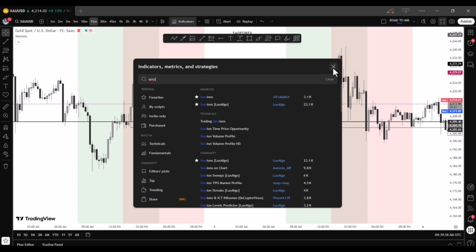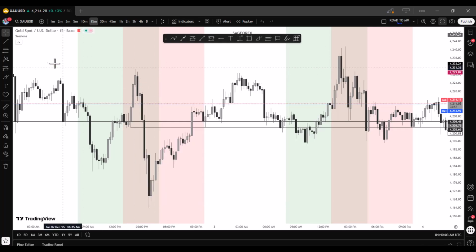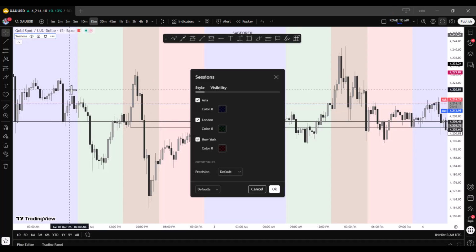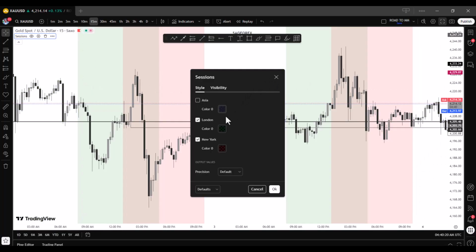Once you turn it on, I'm using it for the London and the New York session. When you come to the settings, there are some things. You see the Asian session is the first one, but I've turned it off. If I turn it on, you can see the blue or violet line appearing on the chart. I don't need it, so I always turn it off. So I leave the London and the New York session on.